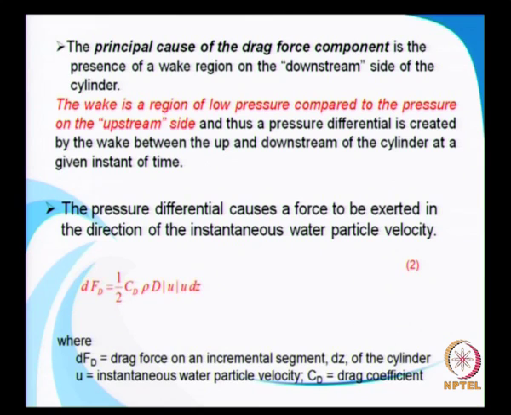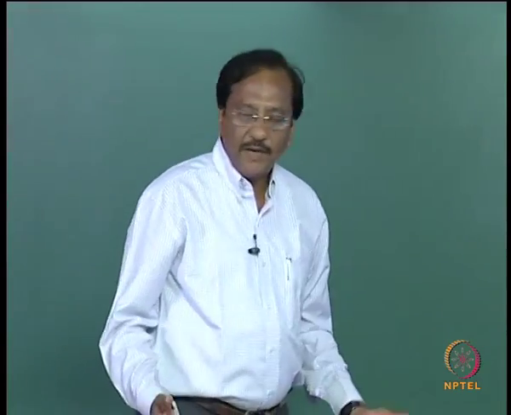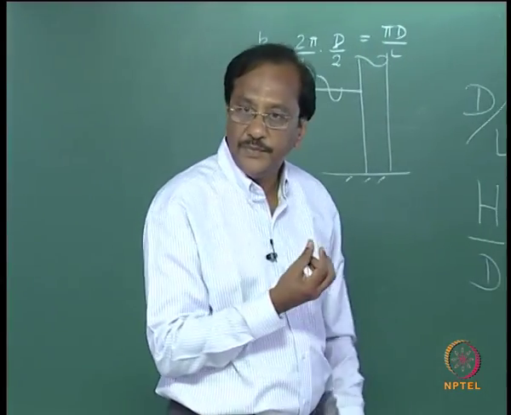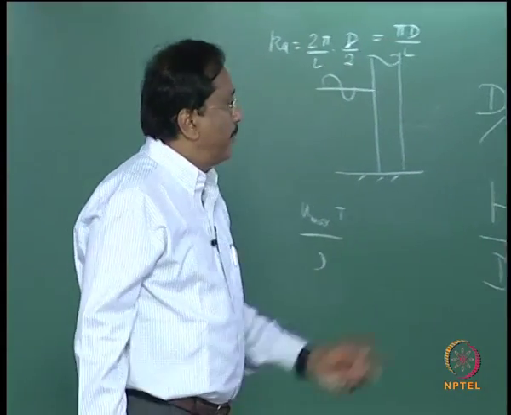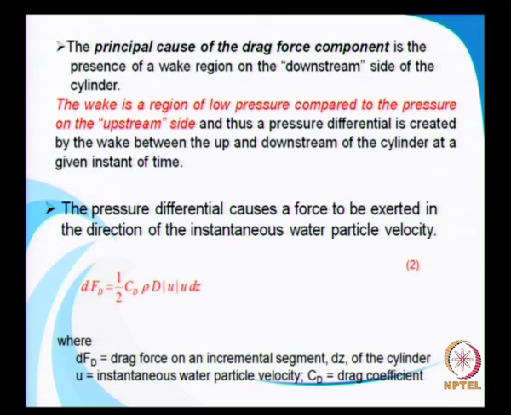Now, if you look at the drag force, the principal cause of the drag force component is due to the presence of a wake region on the downstream of the cylinder. The cylinder is here, the wave is moving in this direction. So, you will have a wake on the downstream side. What is a wake? Wake is nothing but a region of low pressure on the downstream side, compared to the pressure on the upstream side. So, there is a kind of pressure difference created by the wake between the upstream and the downstream of the cylinder at any given point of time.